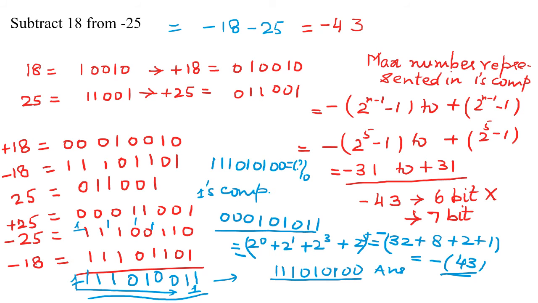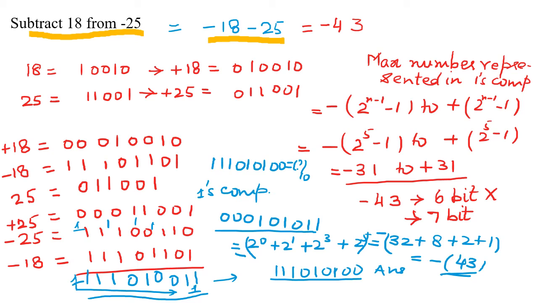Let us consider one more example. Subtract 18 from minus 25. So it is actually minus 18 minus 25. First we will have to find the one's complement of both the numbers. Now you see minus 18 minus 25 is minus 43.